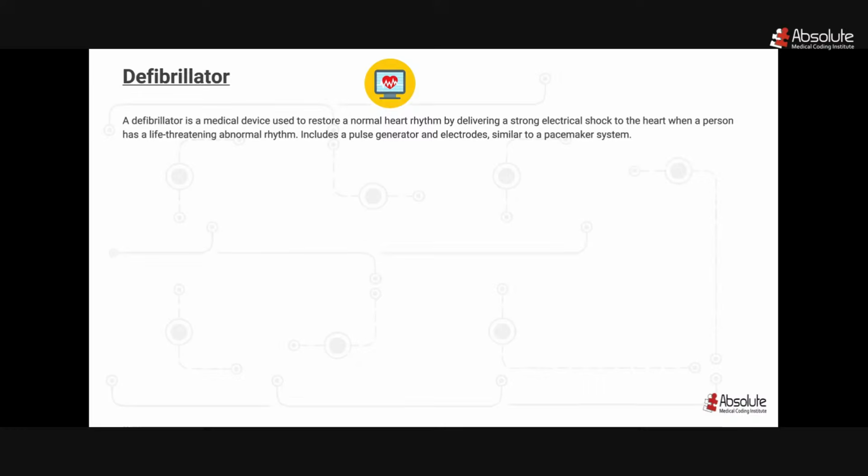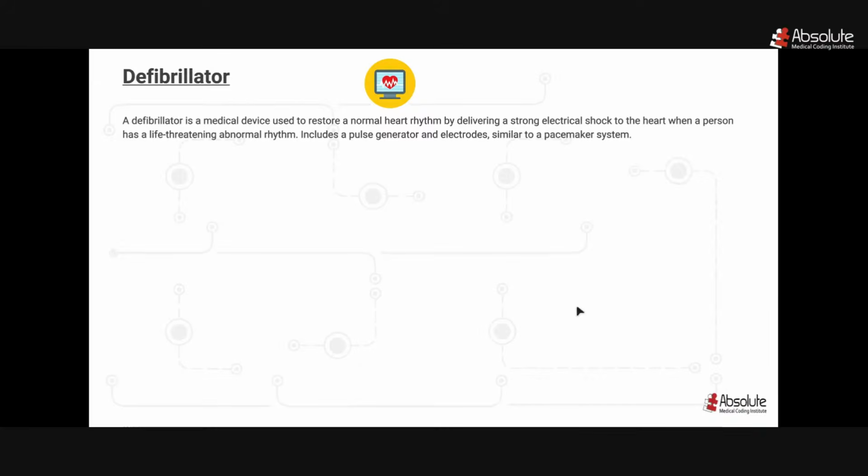Okay, so think of it like this. A pacemaker is a gentle reminder, and a defibrillator provides emergency shock therapy. So that's the difference between your pacemaker and a defibrillator. So a defibrillator will provide an electric shock to the heart. Just like the pacemaker, the defibrillator system also includes a pulse generator and the electrodes, which are also known as leads. So they are the same.